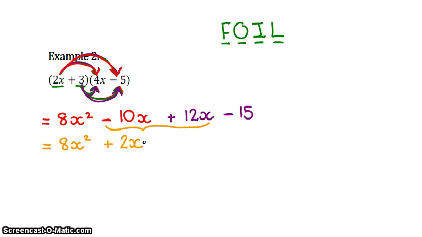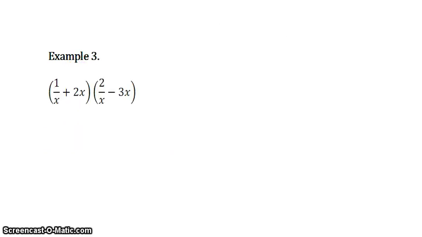Please remember that when you're adding like terms, you don't change the variables. This is 10x and this is 12x, and my answer is x's, not x squareds, or the x's don't disappear, etc. And then I have minus 15. And I'm finished. Right, let's try another one.